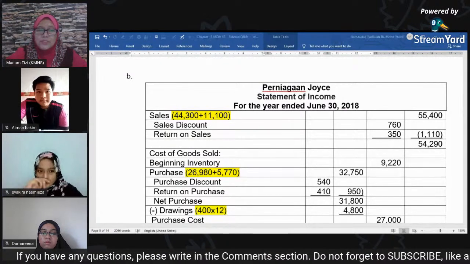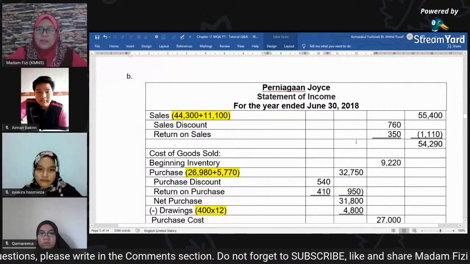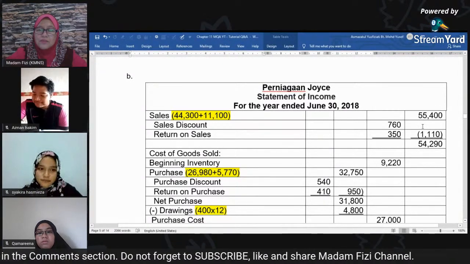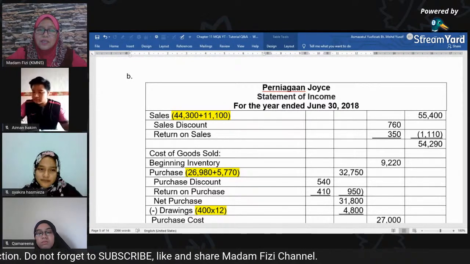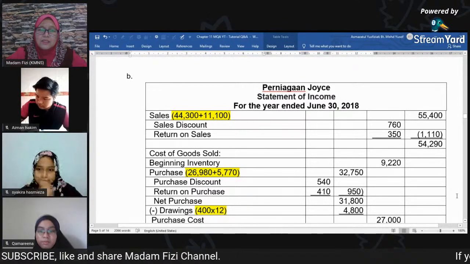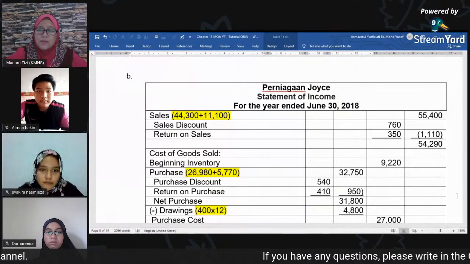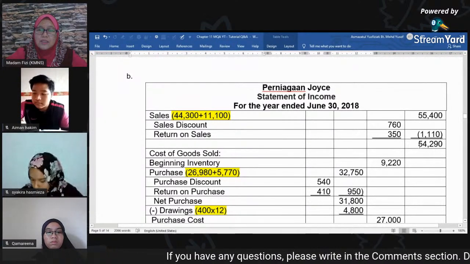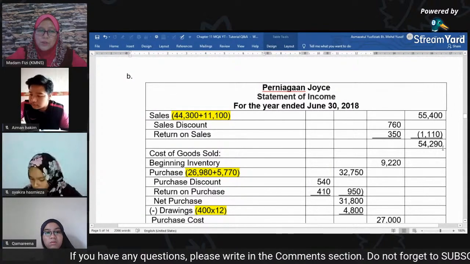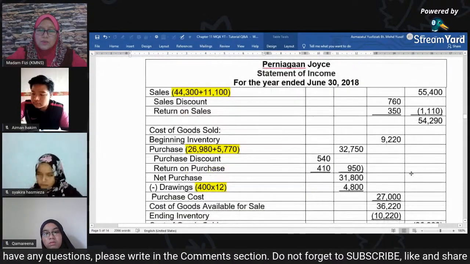Okay, so sales, just now we have calculated 55,400 and then minus sales discount 760 minus return of sales 350. So you get the net sales is 54,290 minus cost of goods sold.